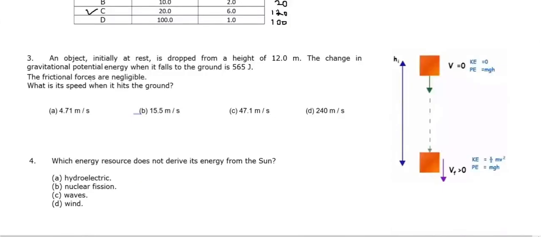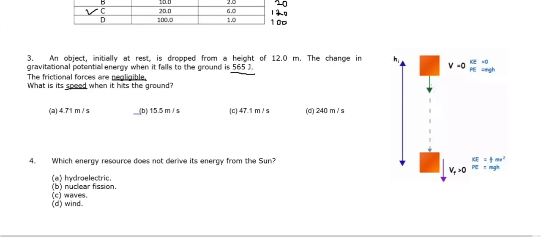Now question number 3. An object initially at rest is dropped from a height of 12 meters. The change in gravitational potential energy when it falls to the ground is 565 joules, and the frictional forces are negligible, so we are not counting the frictional force. What is the speed when it hits the ground? Here you can see the scenario. I have attached an image over here.